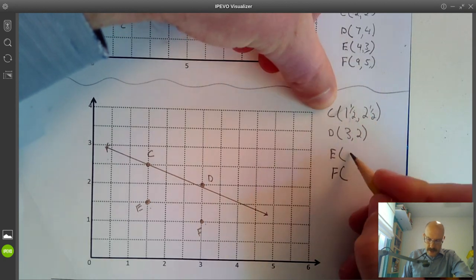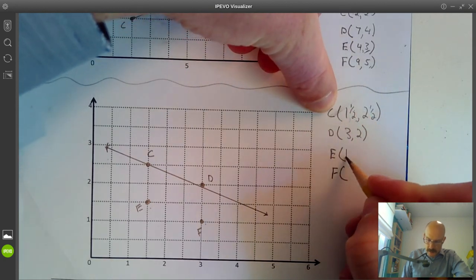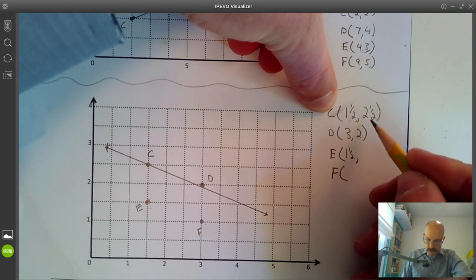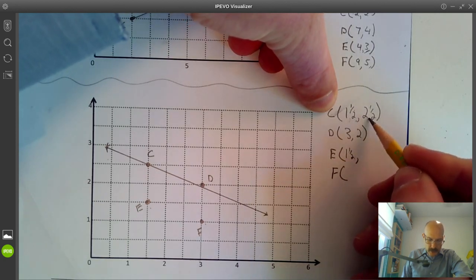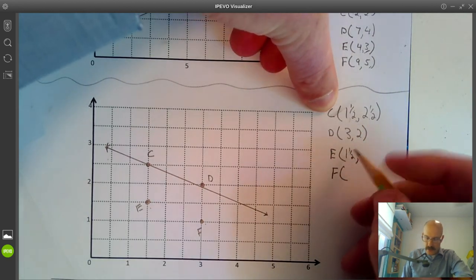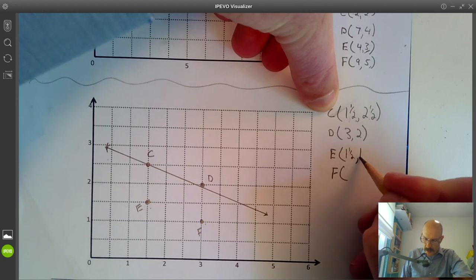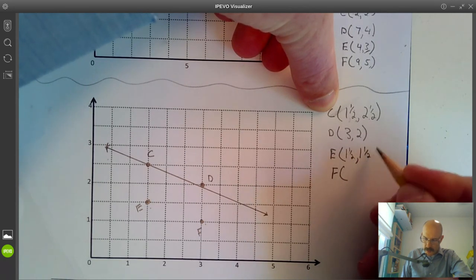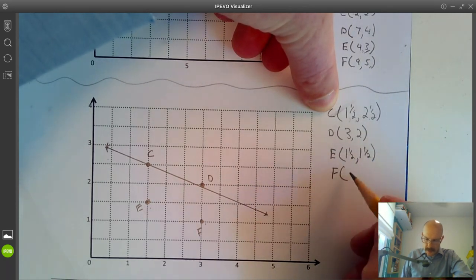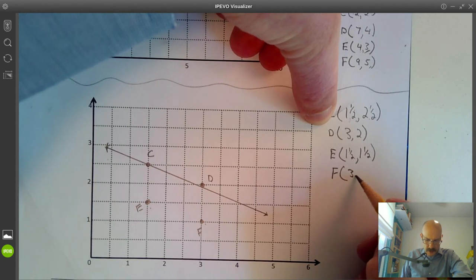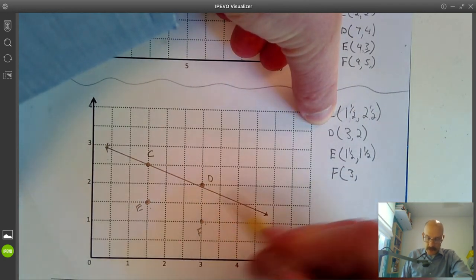X coordinate stays the same as I go to E, 1.5, and the Y coordinate goes down by 1 unit. So this would be 1.5. So 1.5, 1.5. And F, the X coordinate is going to stay the same as D, and the Y coordinate is going to decrease by 1 whole, which is 2 grid lines.